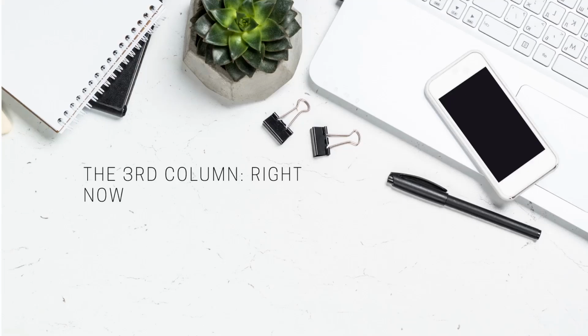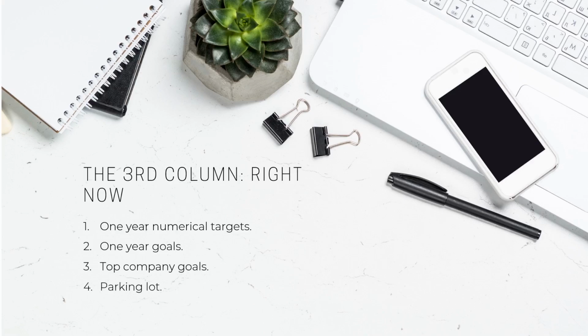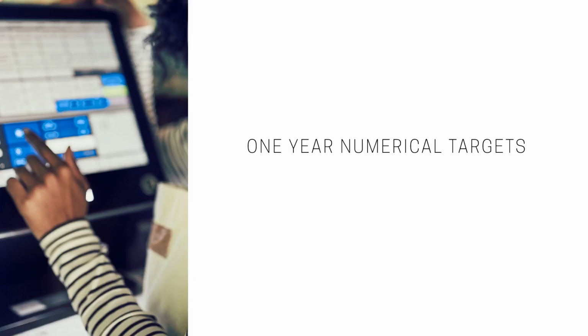So we're working on that third column, the right now column. And here's what it contains. Our 1-year numerical targets, our 1-year goals, our top company goals, and our parking lot. Let me explain those. Our first category in the right now column is 1-year targets.